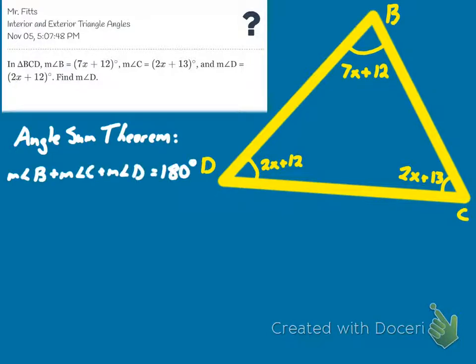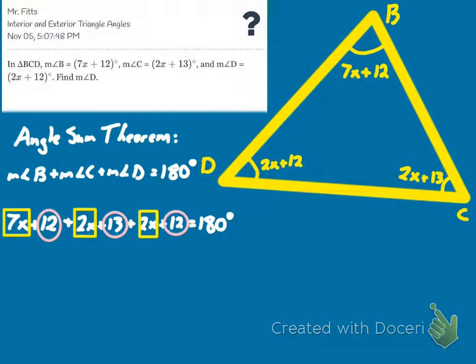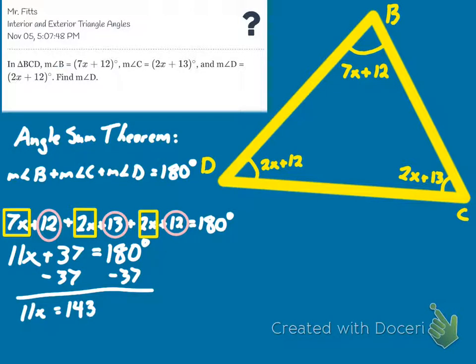If I add up all of the angles, I know they have to equal 180 degrees. So that's what I'm going to do. There are my three algebraic expressions. I'm just going to combine them, set them equal to 180 degrees. Now I need to combine like terms. That's why I put squares around the x terms and circles or ellipses around these constants. If I combine them, I get 11x plus 37 equals 180. Now I'm going to subtract 37 from both sides, which leaves me 11x equals 143. If I divide both sides by 11, I get x equals 13.